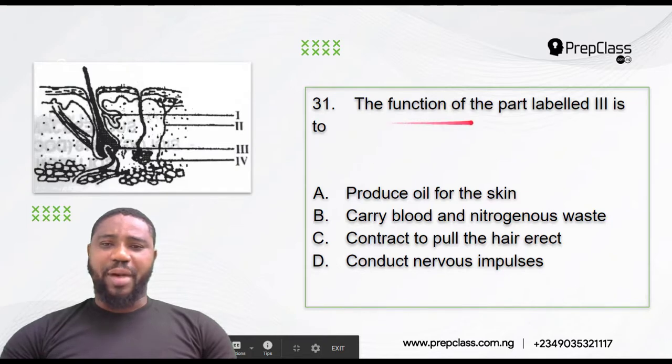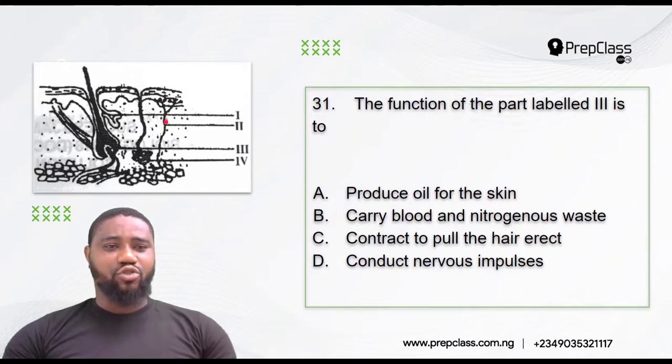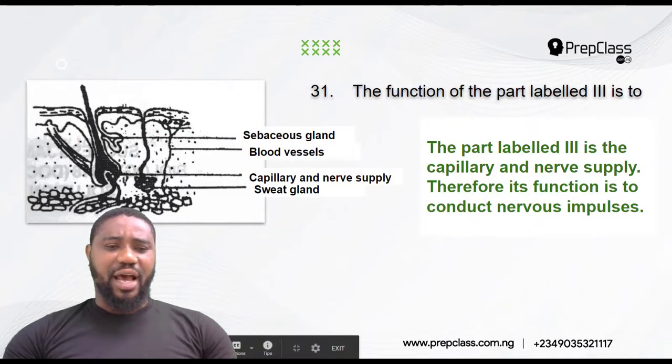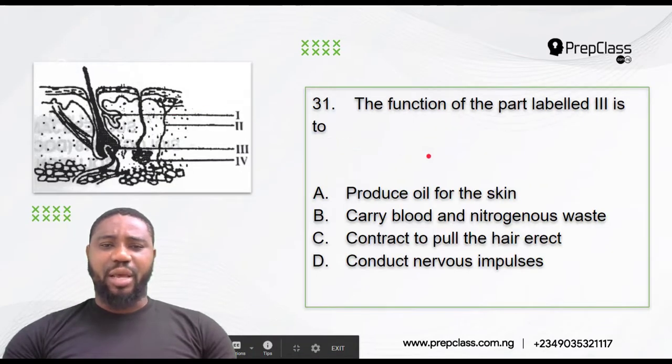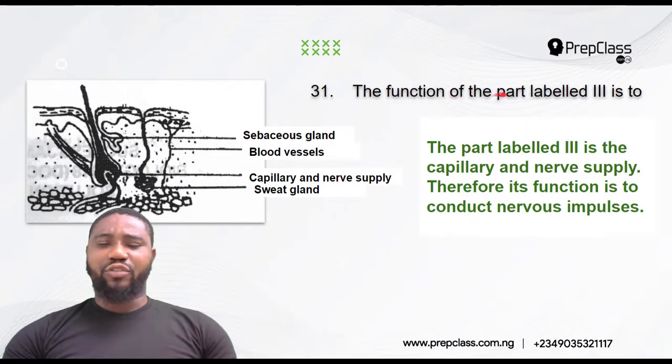If you look at this structure, this is the internal structure of the skin. If you've seen it, you should know this one is the hair follicle, this is the sweat gland, sweat pore, and all that. The part label 1 is the sebaceous gland, and it produces a fatty, oily substance.